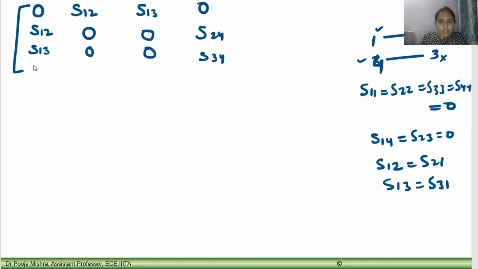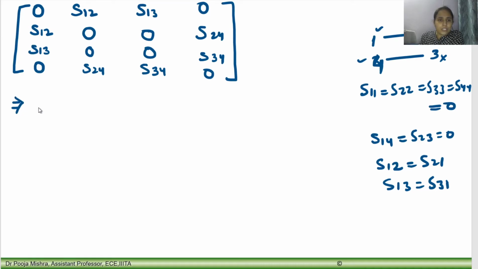Now the fourth one, S14 is 0. S42 is S24. S43 is equal to S34. S44 is 0 because it is matched. So this is the scattering matrix that you have obtained for the directional coupler. I haven't shown it for every other device, but it's given in your book. Now let's see how to determine the actual scattering values. What are the values of S12, S13, because it is a very popular device? Let's see what the actual value of each component will be.